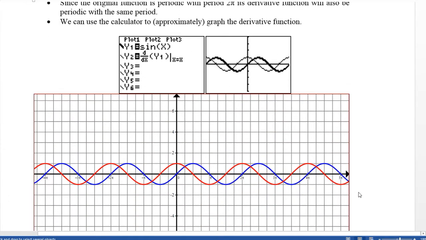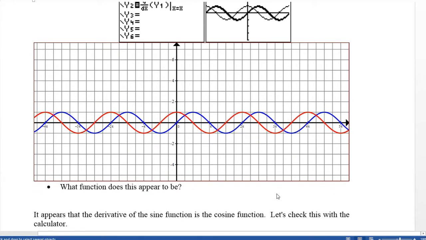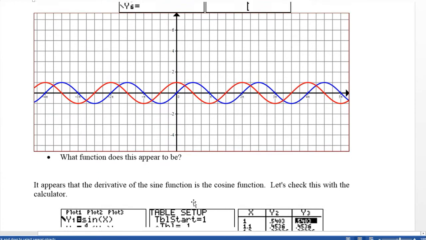Here's a graph of it in Graphmatica. So the blue one is the original function, y equals sine of x. The red one is the derivative. Does that look like a function you know? That function should be fairly familiar, doesn't it? Well, it looks like the cosine function, doesn't it? So if this is right, the derivative of sine should be cosine.